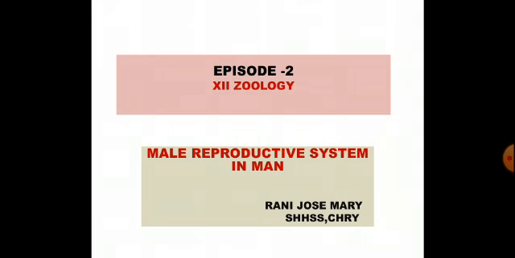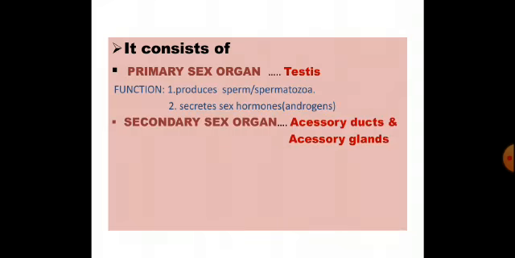Firstly, we move to the male reproductive system in man. Mainly it consists of a primary sex organ and secondary sex organs. The primary sex organ in male is called the testis. It has its own functions. It produces sex cells or gametes. Gametes in male are called sperm or spermatozoa. The production of sperm or spermatozoa in male is called spermatogenesis.